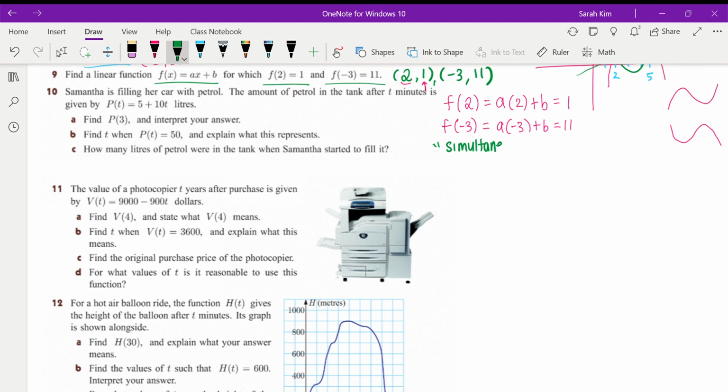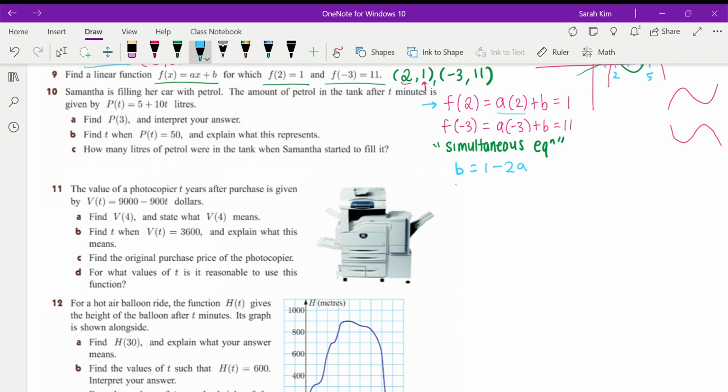So now that I know these two different equations, it's called simultaneous equations. You would have heard about it in year 10. You just have to solve it because there are two unknown variables and two equations. I'm going to rearrange both of them to b equals so I can eliminate b. Using this function, I'm going to move 2a, or a times 2, to the other side. So b equals 1 take 2a.